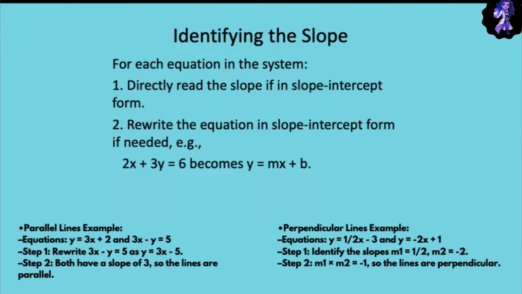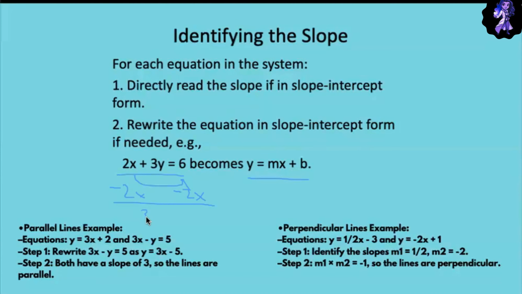So let's say that I'm given an equation, 2x plus 3y equals 6. I have to change it to become y equals mx plus b. So I'm going to go ahead and say to myself, I'm going to keep y on one side and bring x over to the other side. So because it's positive 2x, I'm going to subtract 2x from both sides.